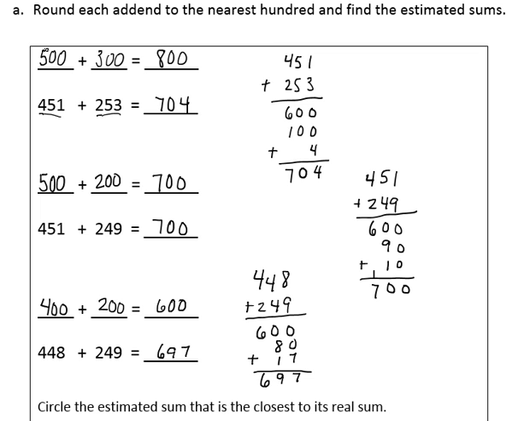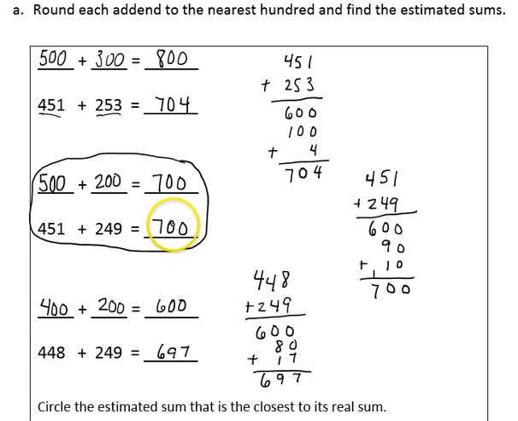Now this question says circle the estimated sum that is closest to its real sum. If you look at the first problem, the real sum was 704. Our estimated answer was 800. Those are pretty far apart. In our third problem, our estimation was 600. The real sum was 697. Those are pretty far apart. In our middle problem, our estimation was 700. Our real sum was 700. So here, in this problem, is where our estimated sum was closest to our real sum.